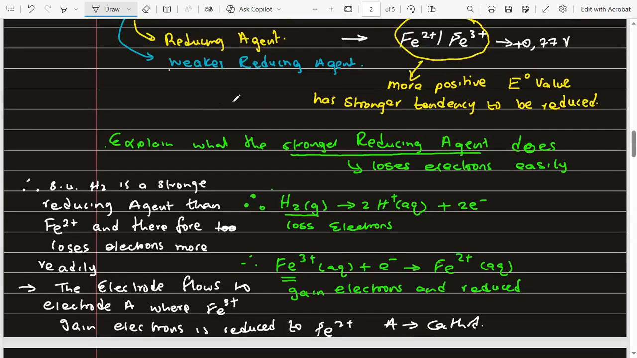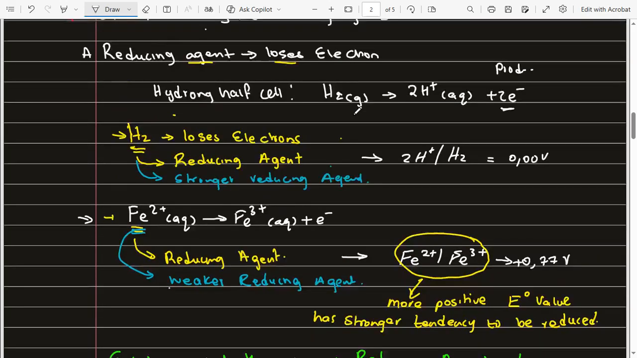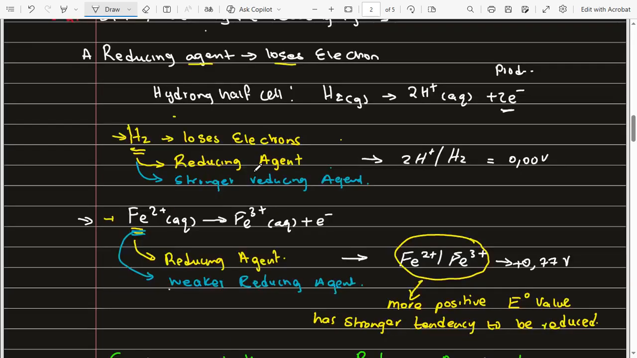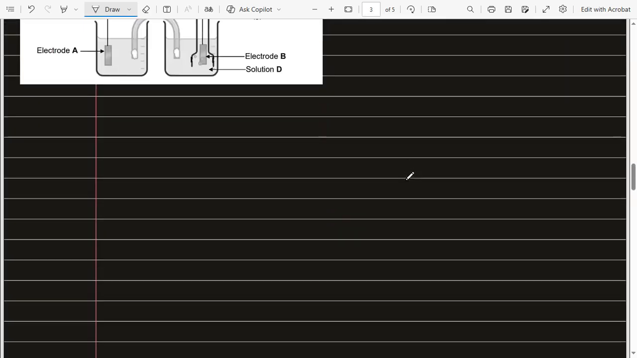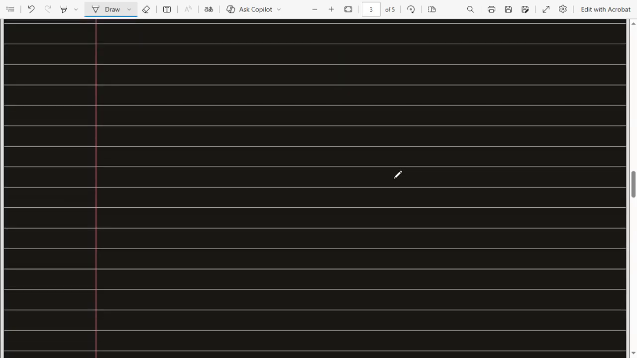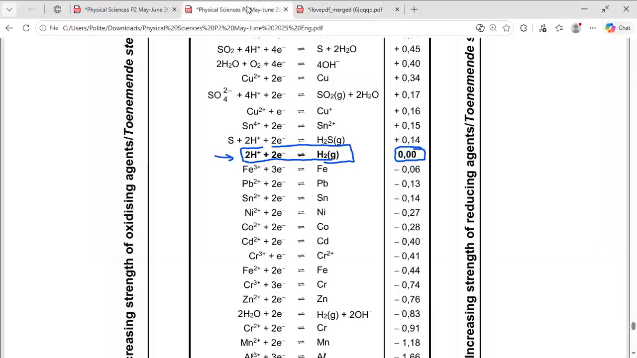But now you need to understand why we are saying H2 is the stronger reducing agent than F2. The reason, if you want to understand that, you need to go through all these notes. Let's see what is the next question.